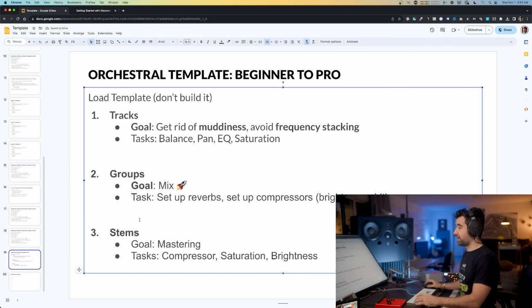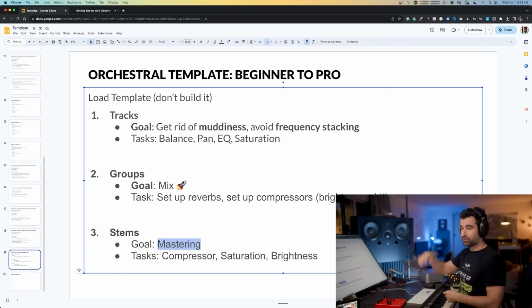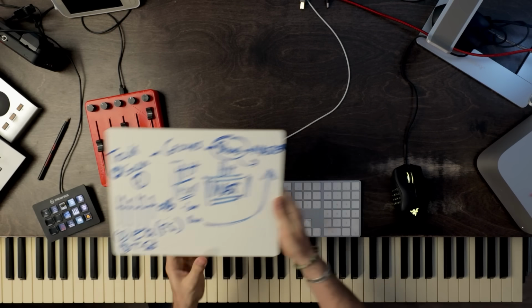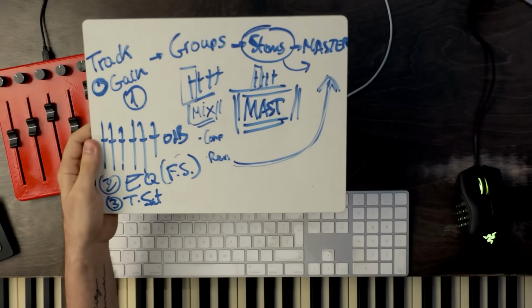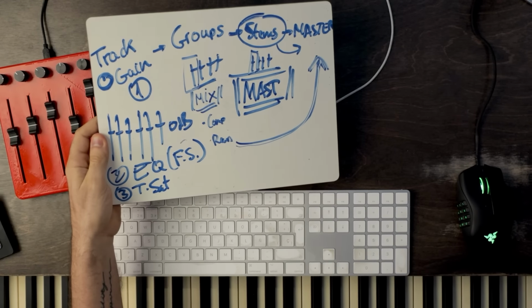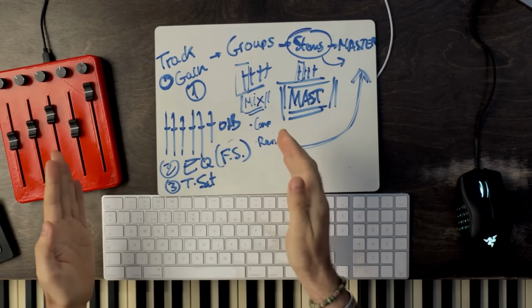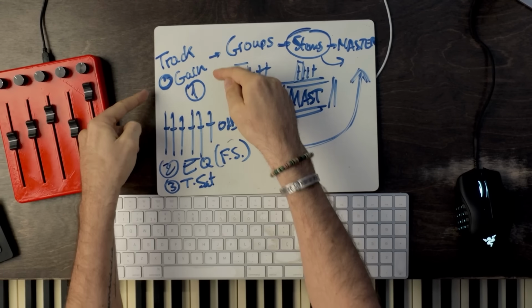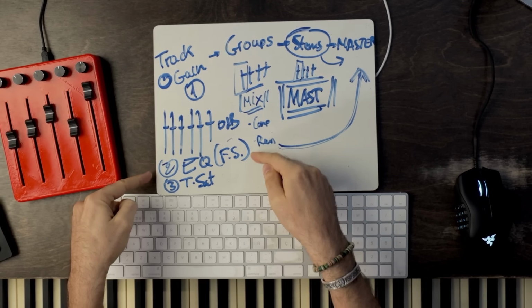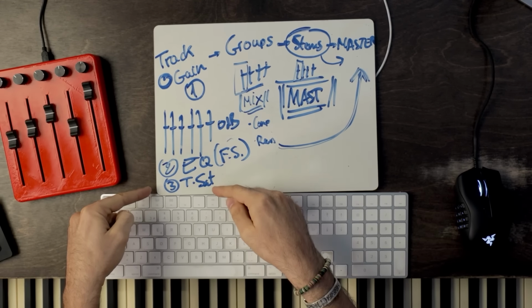Okay, and finally at the stems level, so tracks, groups, stems, the goal here is mastering. So we're gonna set up all the mastering plugins. This is how it looks, kind of thing. If we zoom in a little bit and stop the camera from moving, again, at the track level: gain for balance, EQ to avoid frequency stacking, and tape saturation.